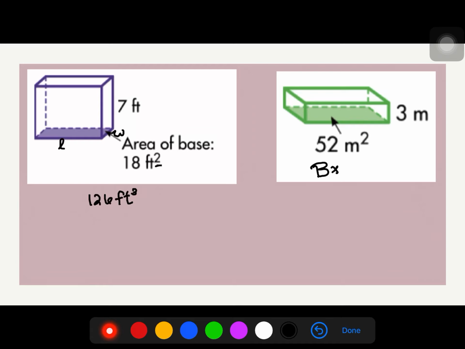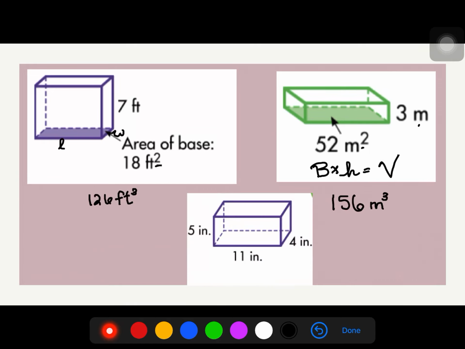Area of the base is 52 meters squared. So the area of the base times the height equals volume. Notice that B is written capital, and it's written capital for a reason, because it is a calculation. It is a formula for the area of the base, and that's why. Go ahead and solve that for me. 156 meters squared times regular meters would be to the third power, or meters cubed.